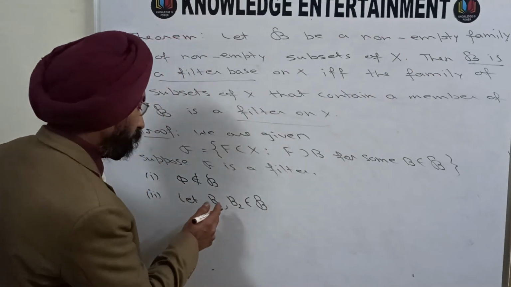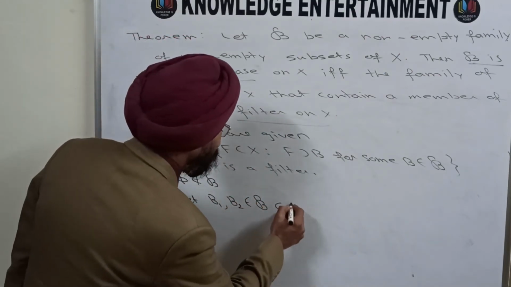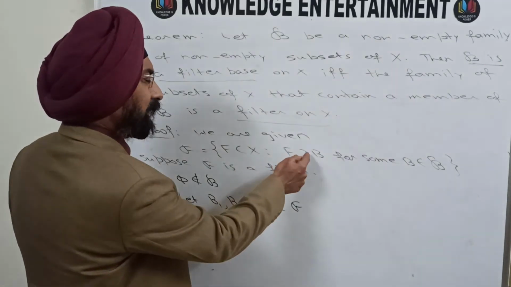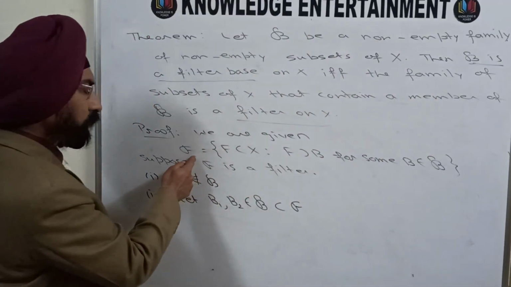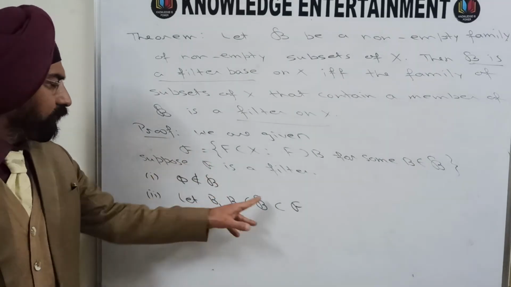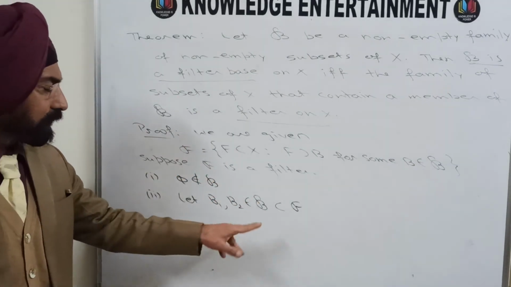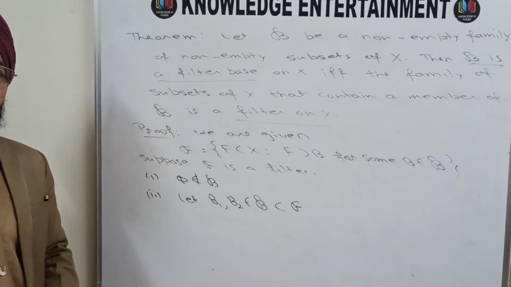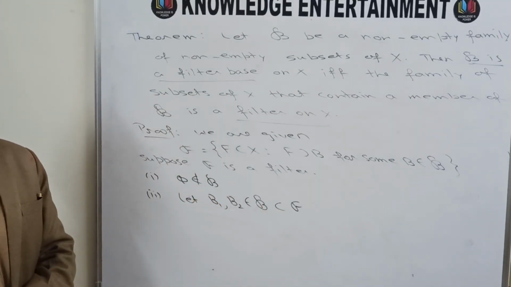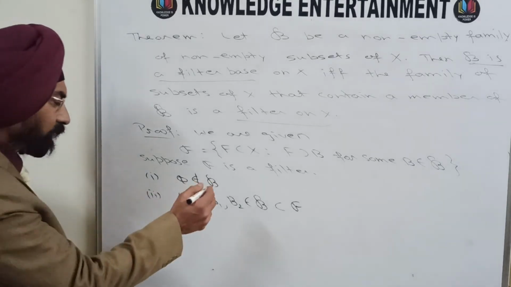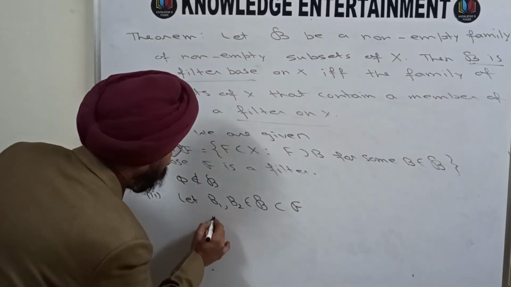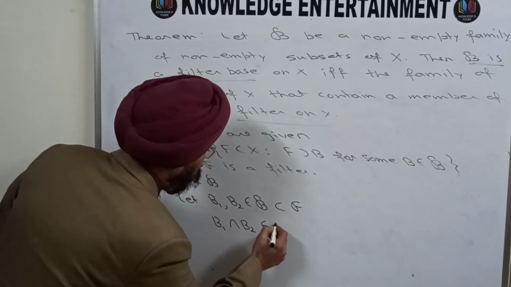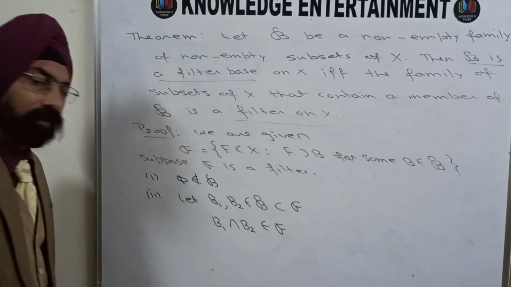Or you can say that since B is contained in F, because B is contained in B, so B will also be there in F. So every member of B is a member of F, or you can say that B is a subset of F. So that means B1 and B2 are members of F also. But what about F? F is a filter. And since F is a filter, by the definition of filter, B1 intersection B2 also belongs to F.